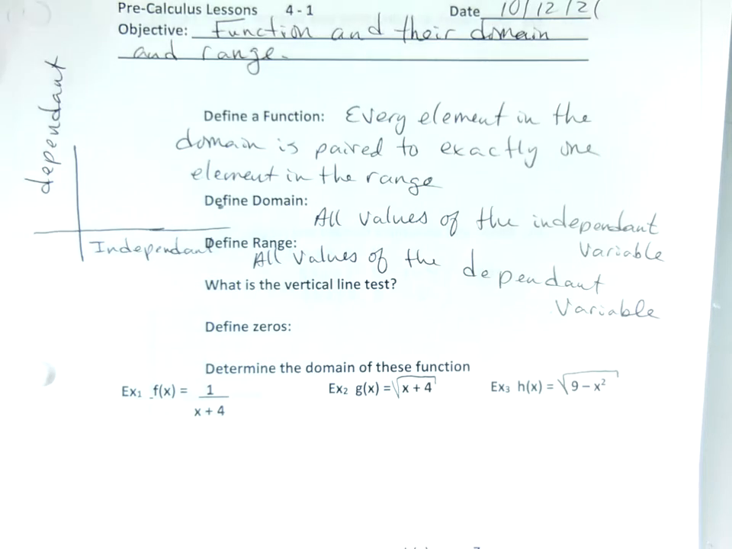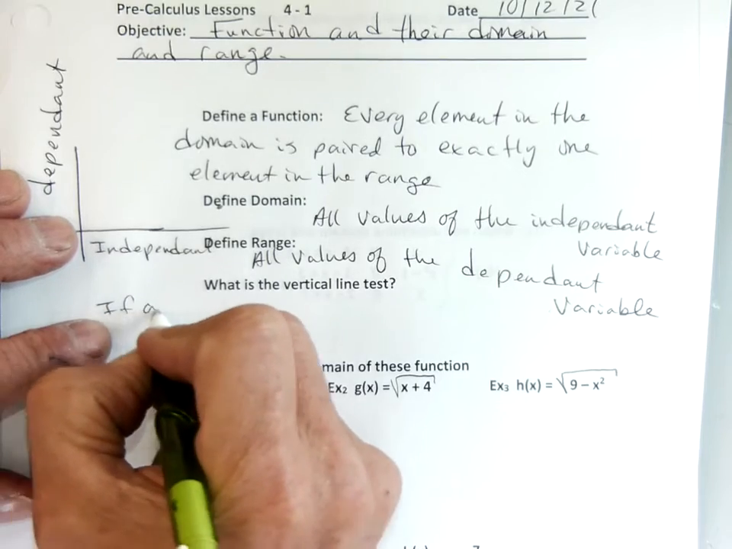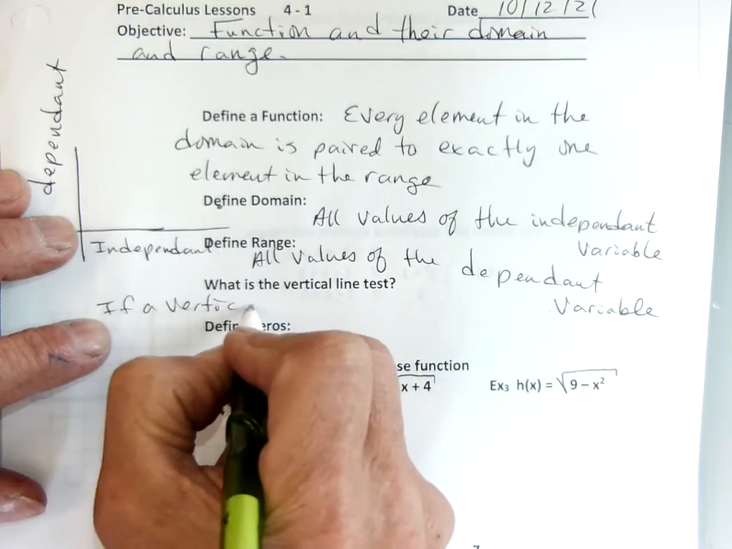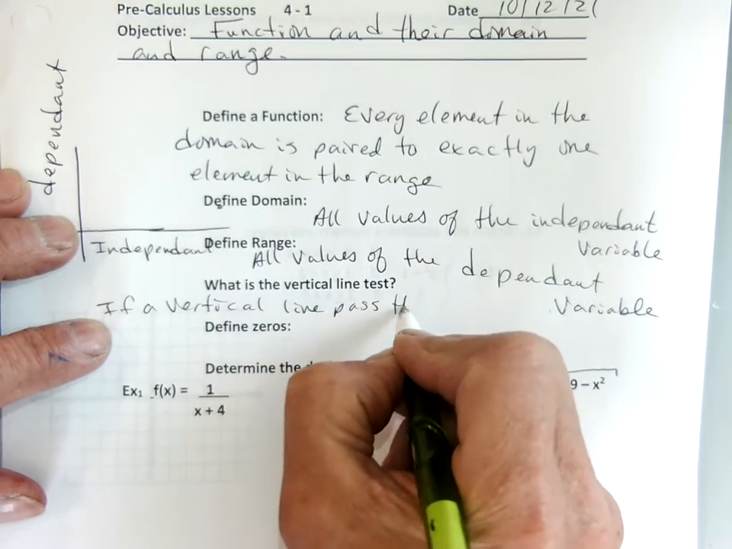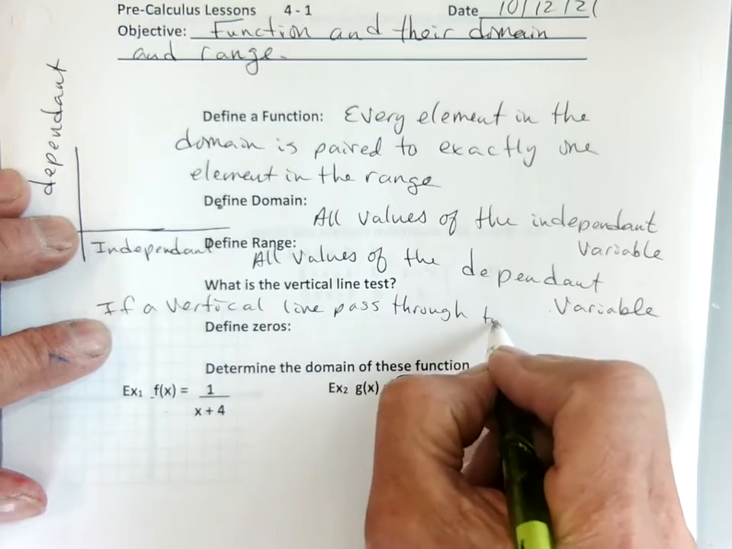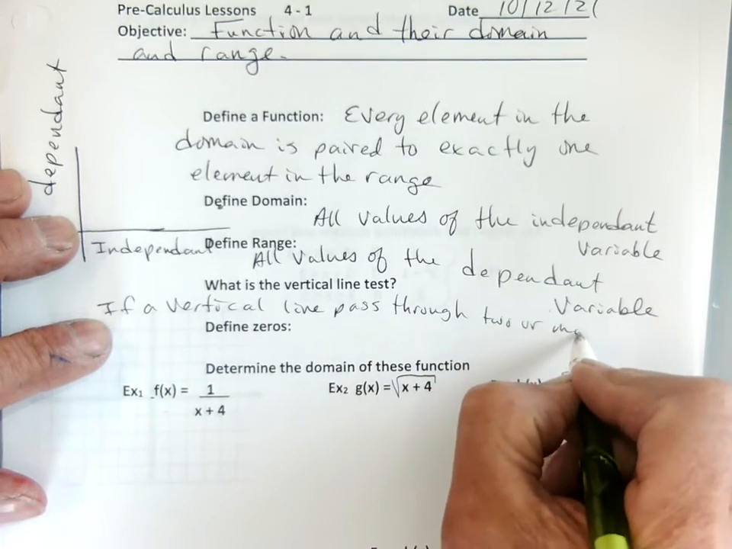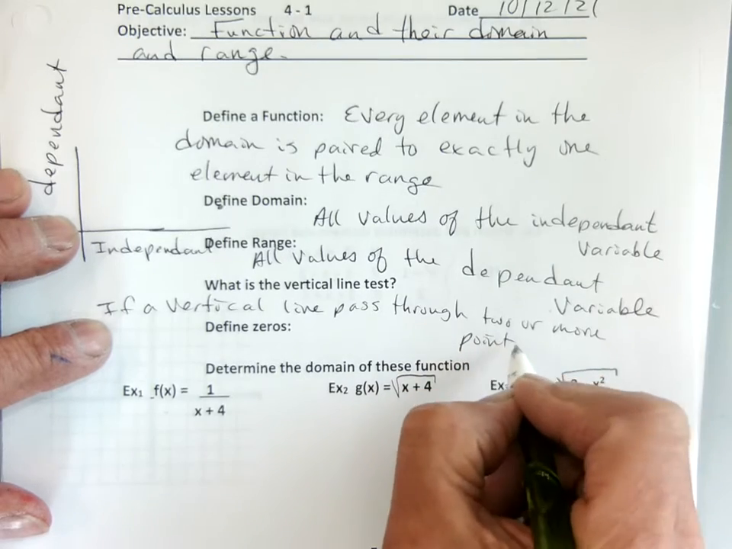So then we know what the vertical line test is. If a vertical line passes through two or more points, it's not a function.